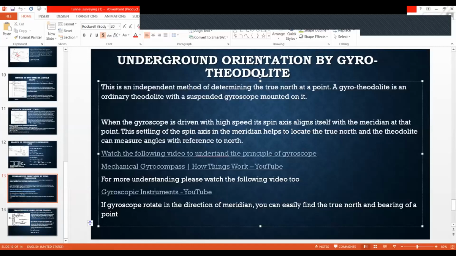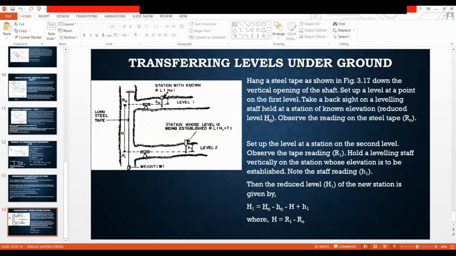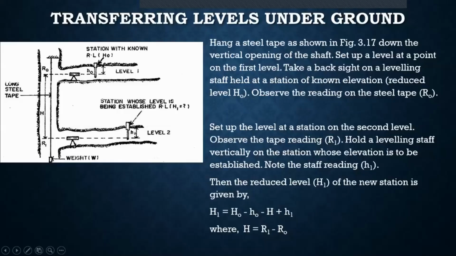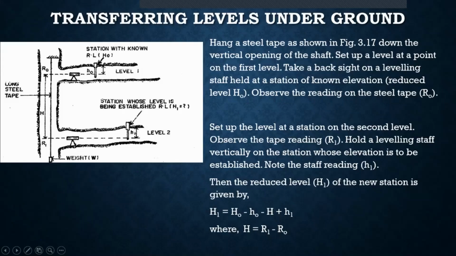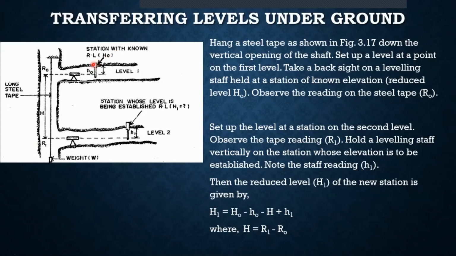Now I will move to the final part of this tunnel survey. Now it is about level transferring. I mean, this is not a very difficult part. Now if you know the level at a certain horizontal tunnel, you can simply transfer using a hanging tape in the vertical column, and you have to transfer that to the next level.